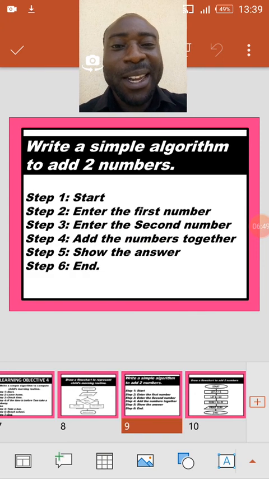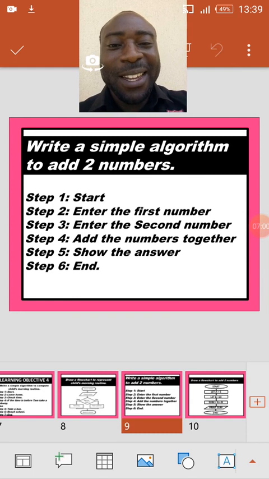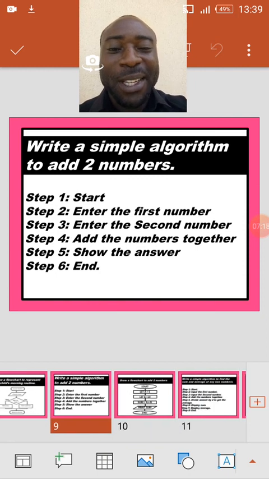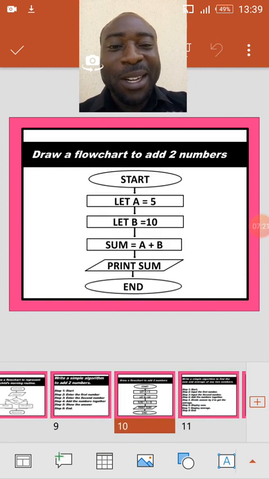Alright, now let's look at another example. Write a simple algorithm to add two numbers. We start from step 1, start. Step 2, enter the first number. Step 3, enter the second number. Step 4, add the numbers together. Step 5, show the answer. And step 6, end. As you see, it's very simple. Everything you are going to do if you want to add two numbers is the same thing we are doing here in the algorithm.